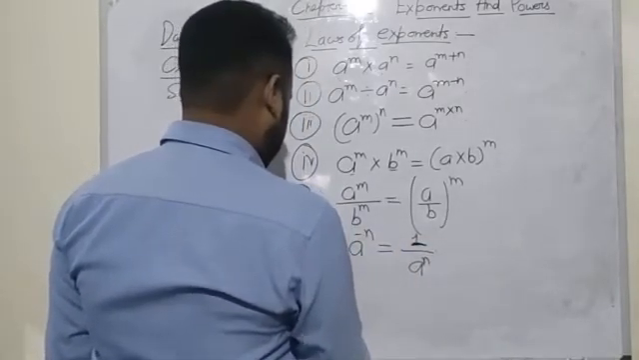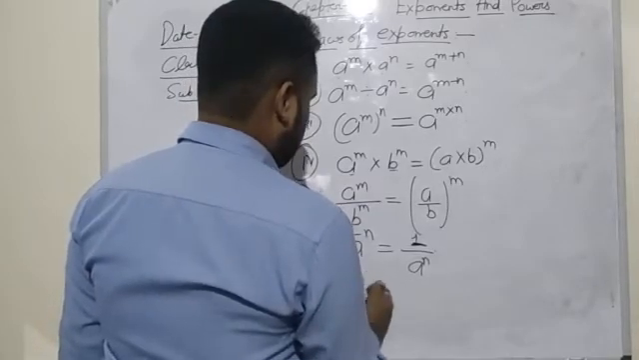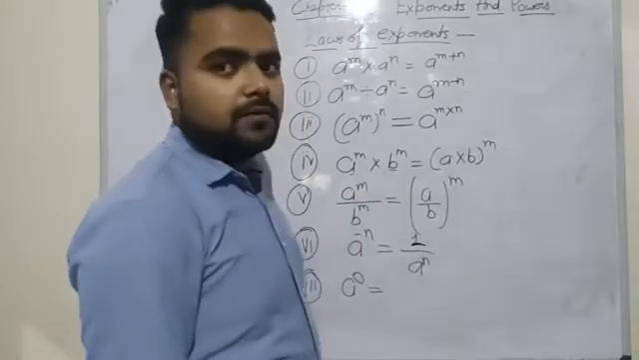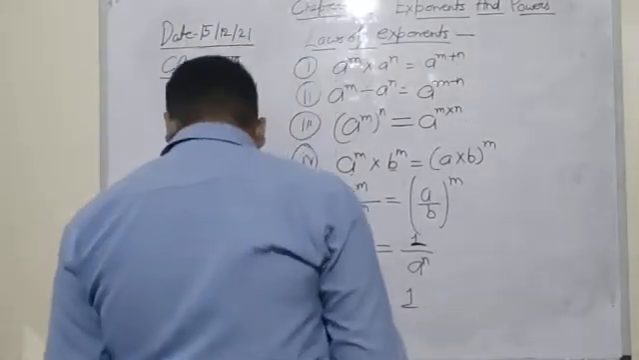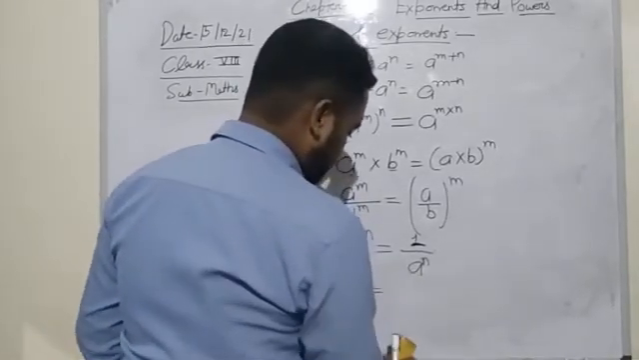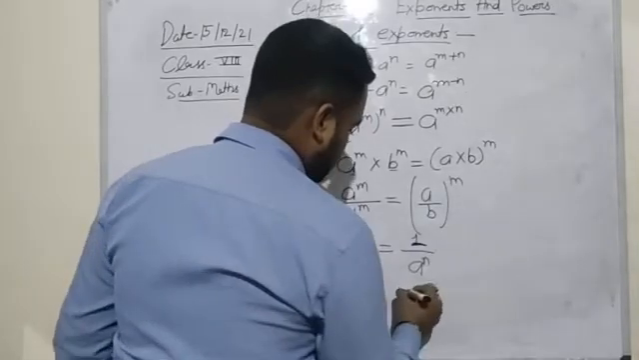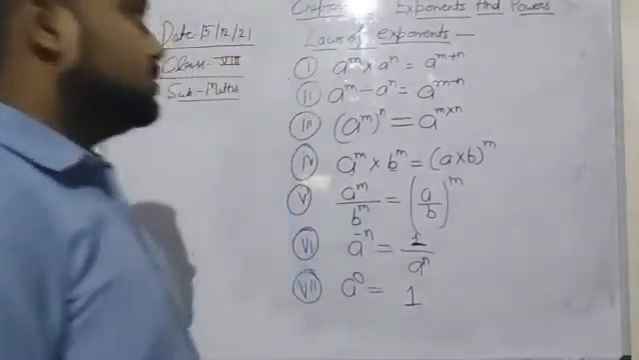And seventh law, a to the power 0. If the power is 0 of any number, then its value will be 1. Note it down.